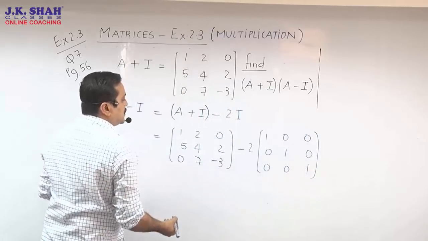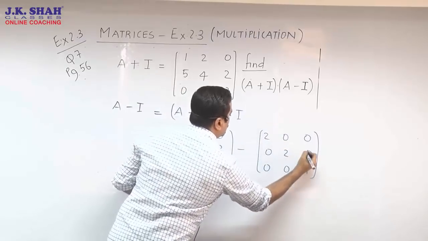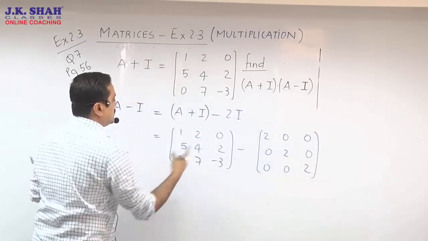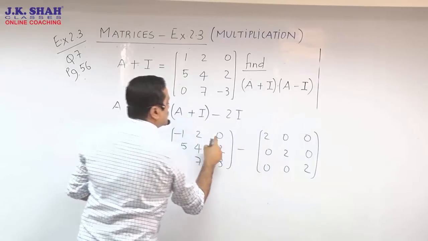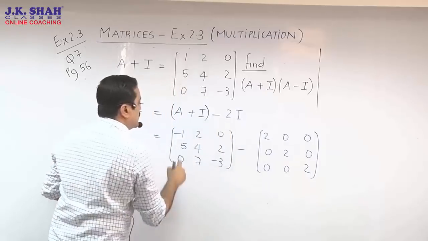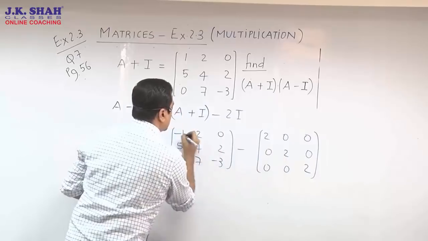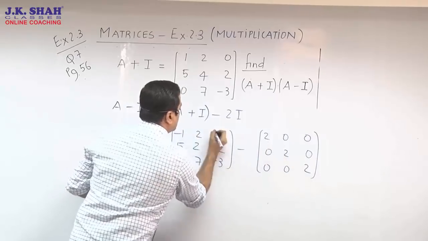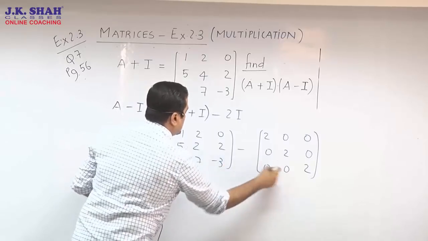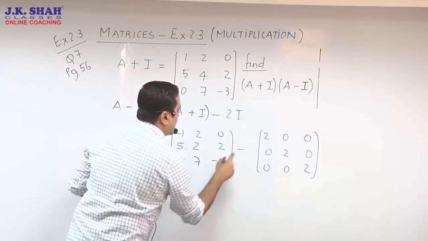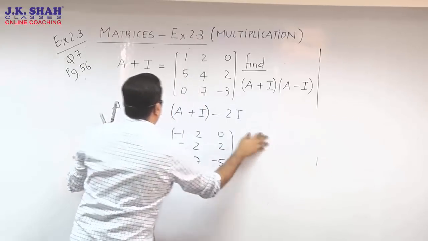To finish off, you need to push your 2 inside. Let's finish off quickly. It's 2, 2, 2. And then subtraction will be 1 minus 2 minus 1, 2 minus 0, 2, 0 minus 0, 0, 5 minus 0 keeps it 5, 4 minus 2 makes it 2, 2 minus 0 that leaves you 2, 0 minus 0 stays as it is, 7 minus 0 is going to be 7 itself, minus 3 minus 2 minus 5. So I am done with my A minus I.